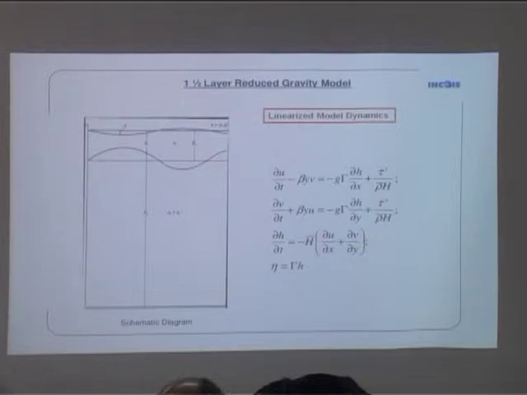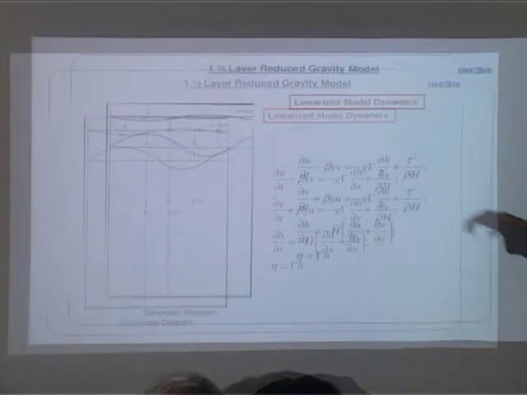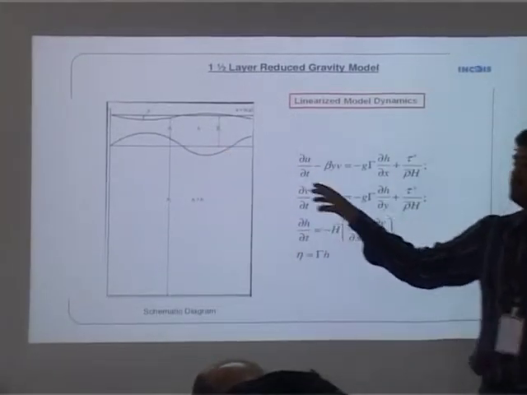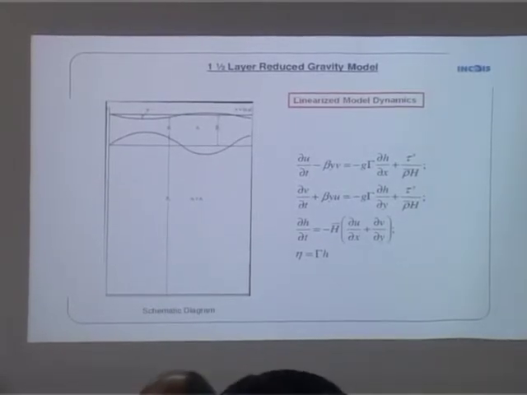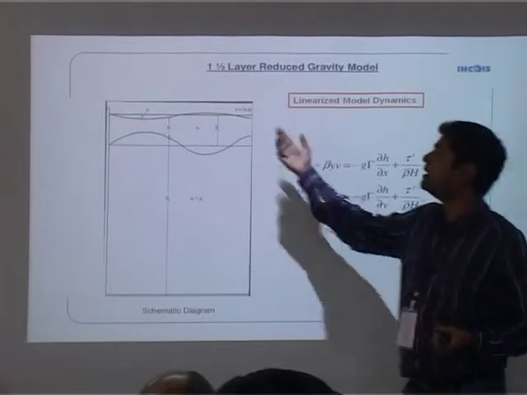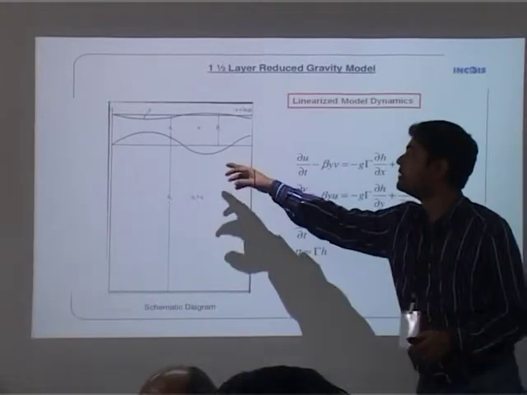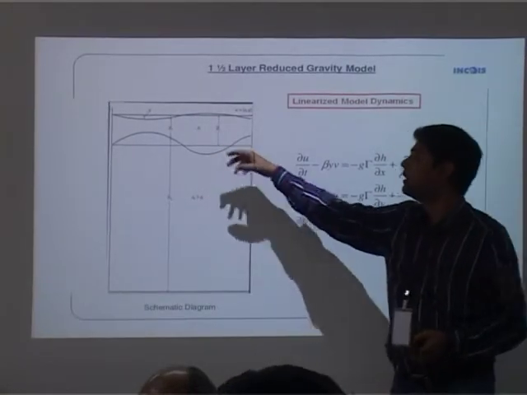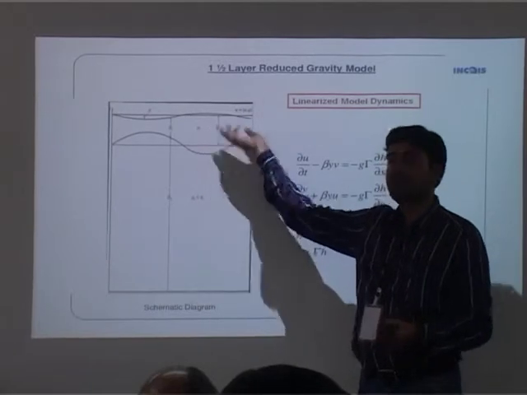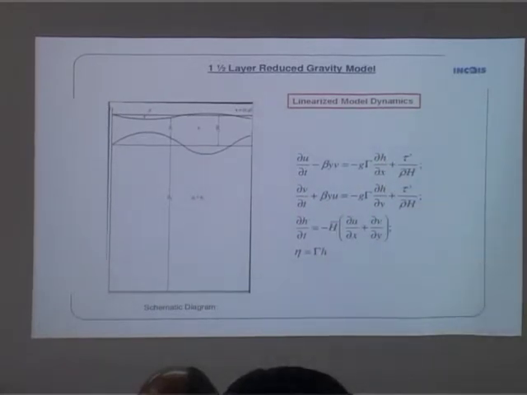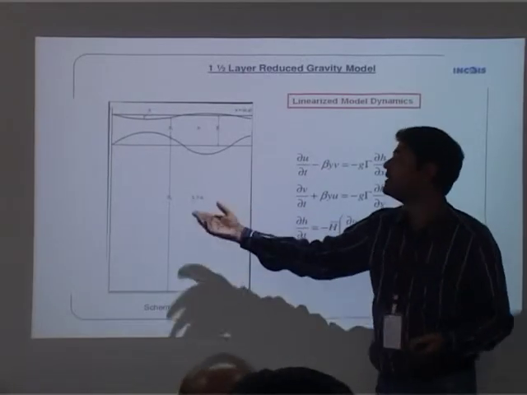Now this is 1.5 layer because this consists of just 2 layers. This is a very simplified model. The bottom layer is taken to be infinitely deep and static, whereas only the upper layer is active. And this does not resolve all the modes of the ocean. It has only 2 modes. One is the surface gravity waves and the other is the internal gravity waves, at the interface between the 2 layers having 2 different densities. The upper one has a lighter density because of stability, and the lower one has a higher density.